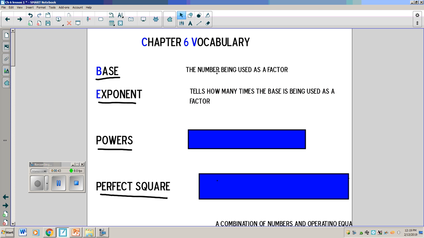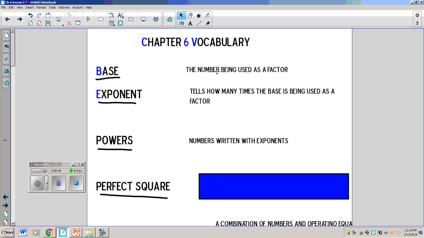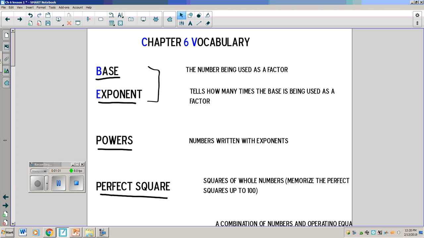And an exponent tells how many times the base is being used as a factor. Powers are numbers written with exponents. It's a combination of the base and exponent. Those are called powers. And the final word for lesson 1 are perfect squares. These are squares of whole numbers. You're going to memorize the perfect squares up to 100.